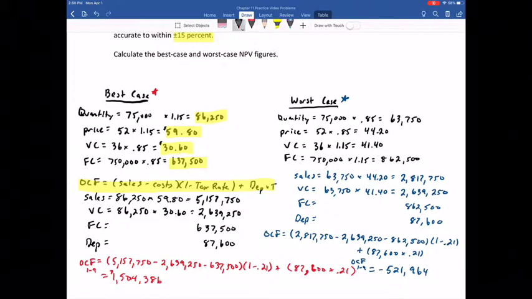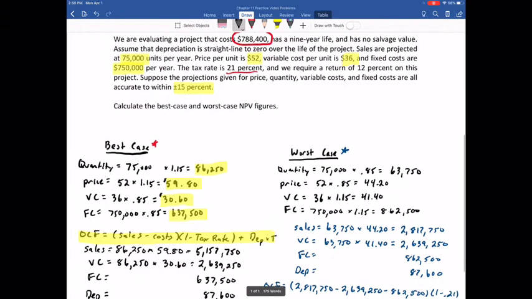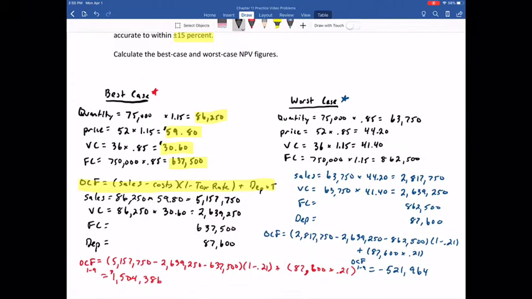So our final step is to calculate net present value. Now you can do each one of these cash flows separately. Let me just kind of draw what we have, what we've actually done here.